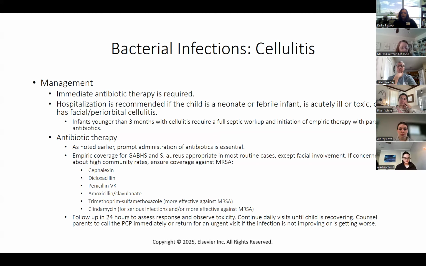If they become toxic at any point, or it's getting worse instead of better, then they should go to the hospital. They should follow up in 24 hours because you want to make sure that it's not getting worse. In those first 24 hours, it's probably not going to make a huge improvement, but it shouldn't be continuing to get worse, especially rapidly.